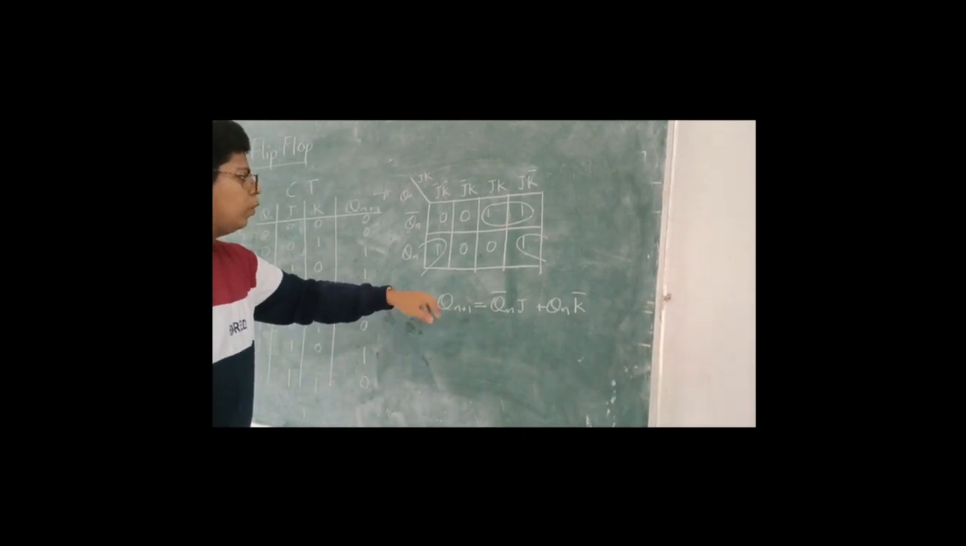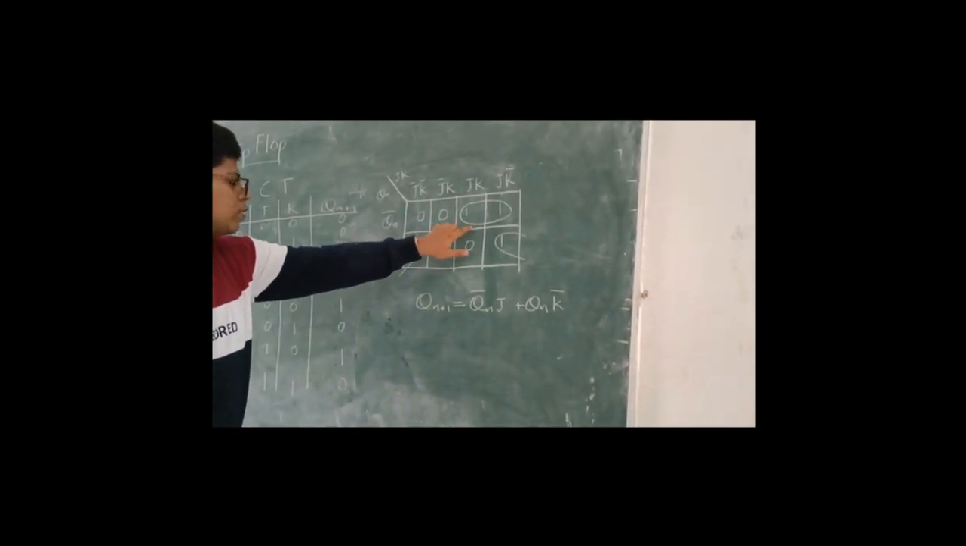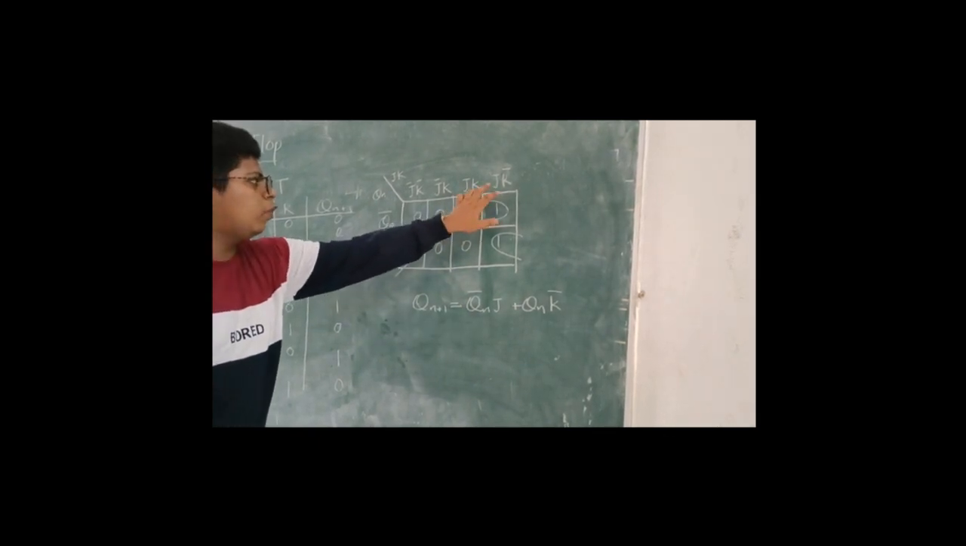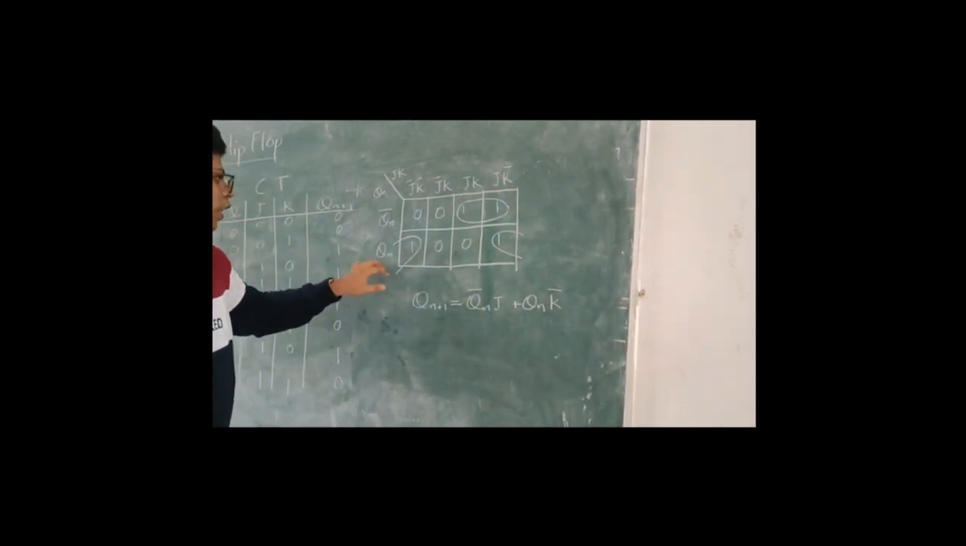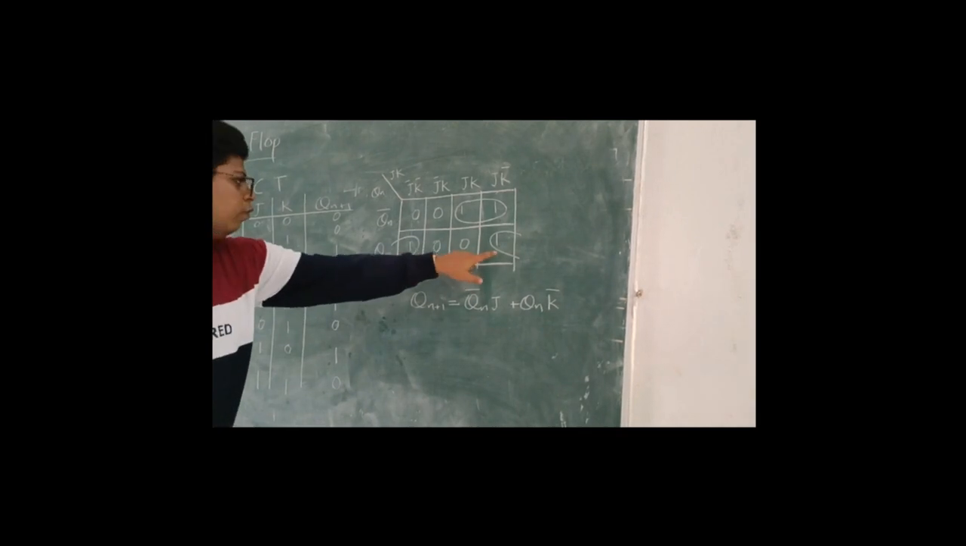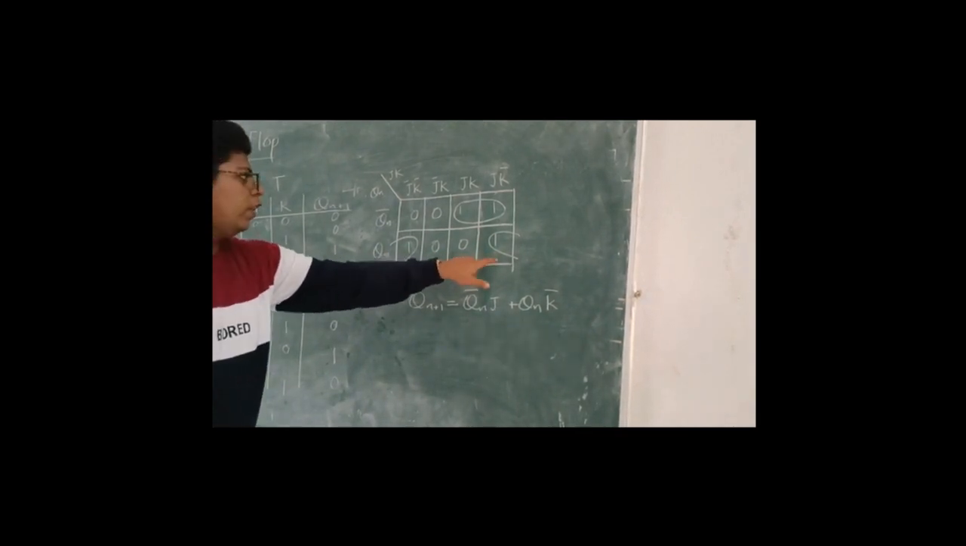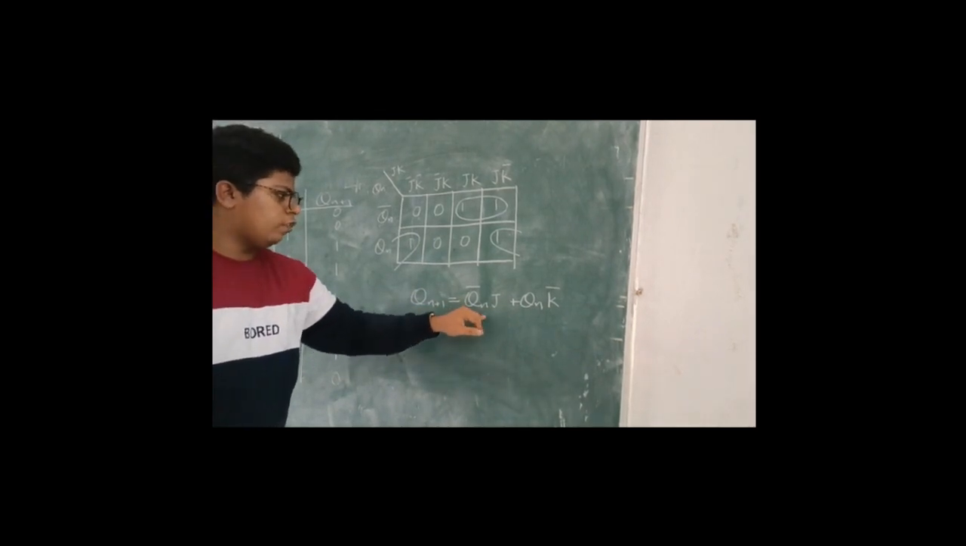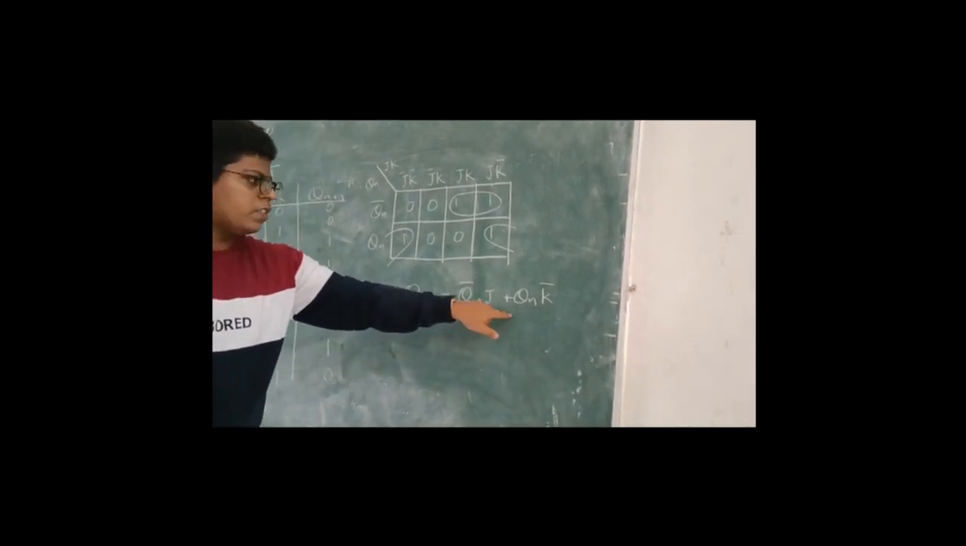So this is the equation for the next output. From this pair we get Q1 bar, and from the above two we get J. And for the next pair we get Q1, and from these two we get K bar. So our final equation will be Q1 bar J plus Q1 K bar.